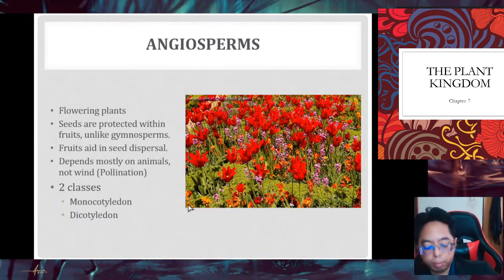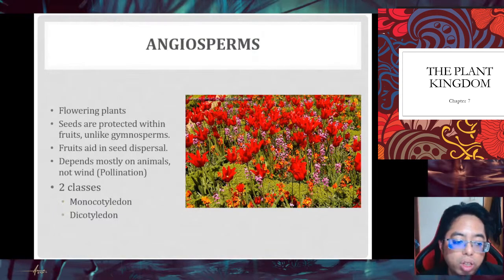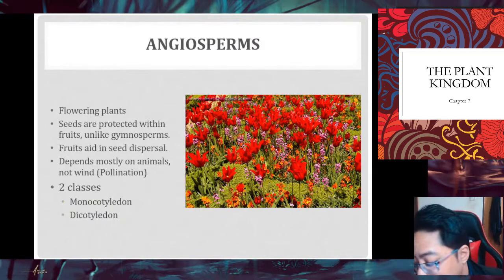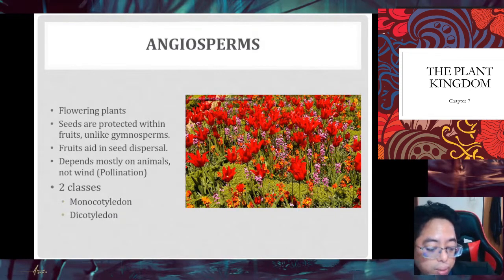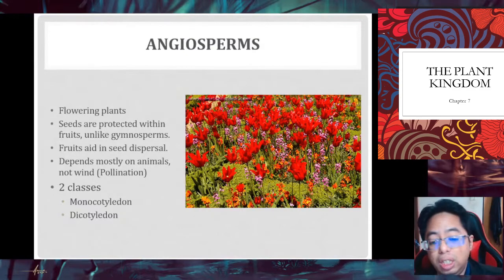Okay. So next, let's move to angiosperms. Angiosperm is the final or the peak of plant evolution. We don't know yet whether they are evolving to something else. Maybe in the far future we'll see another type of plants. But here is the peak of the evolution of plants right now. Angiosperm, which are the flowering plants.